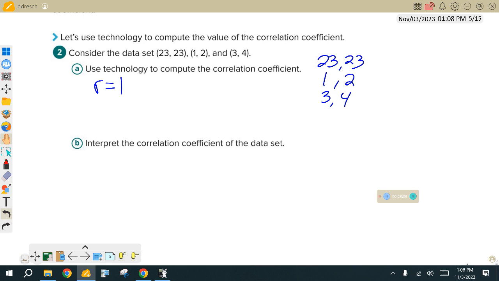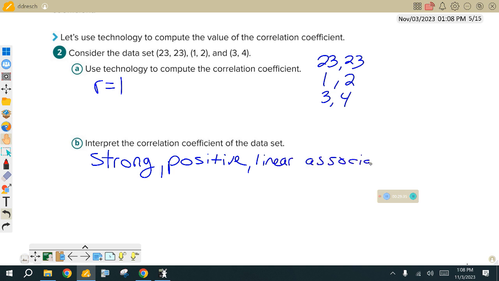And what does a 1 look like from our previous page? Linear. It is very much linear, right? So we say that this has a strong linear, strong what? Positive or negative? Positive, because it's a positive 1. Just like that slope tells me it's positive, the R value tells me it's also positive. Absolutely. That's what we want to hear.